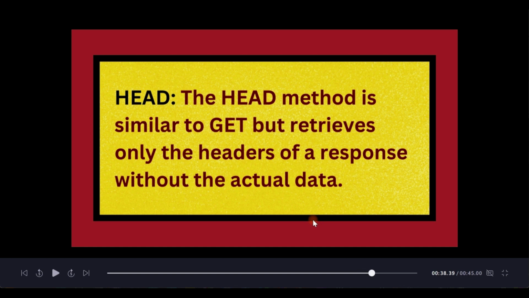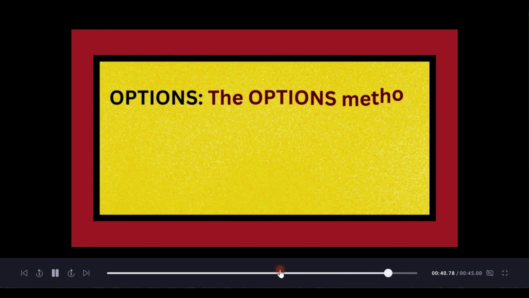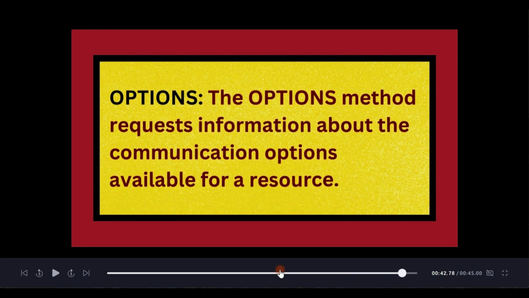The next one, the HEAD method, is similar to GET but retrieves only the headers of a response without the actual data. This can be useful to check for a resource's existence or retrieve metadata about it without transferring the entire content. The last one is OPTIONS, and the OPTIONS method requests information about the communication options available for a resource. It allows a client to inquire about the HTTP methods supported by the server for a specific resource.